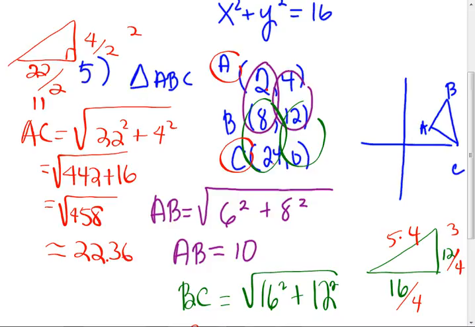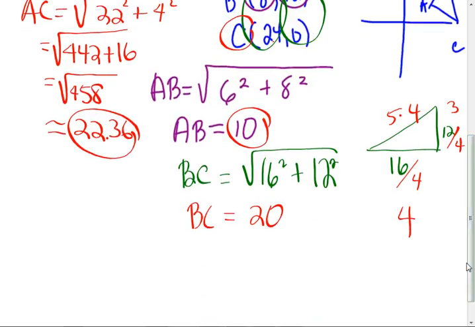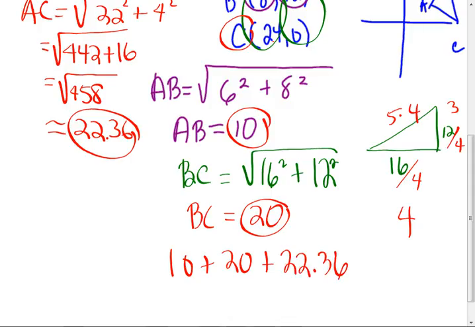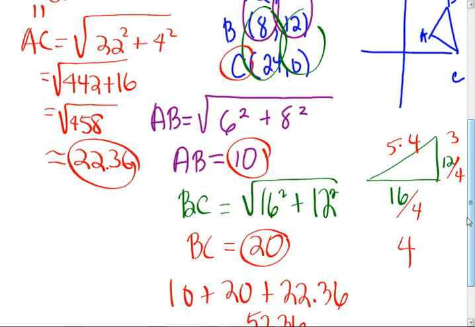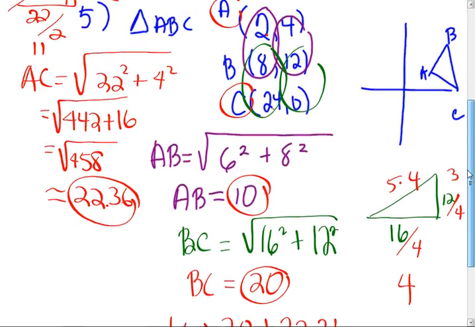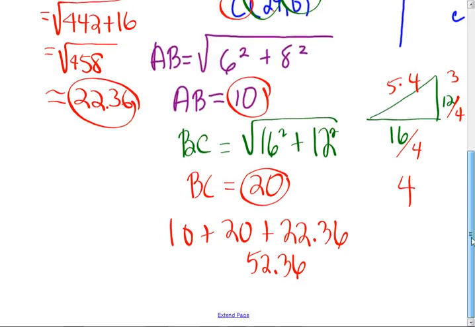Okay, so what do you have to do with all these sides? You have to add them up. So it's 10 plus 20 plus 22.36. Is this a scalene triangle, isosceles, or equilateral? Are any two sides the same? No, so it's scalene. Those are the types of things.